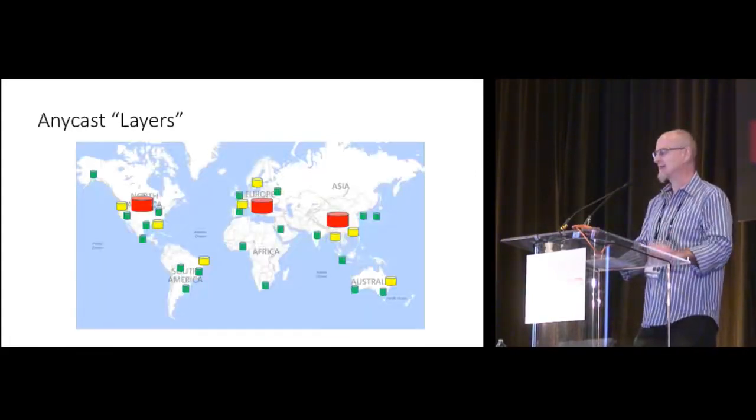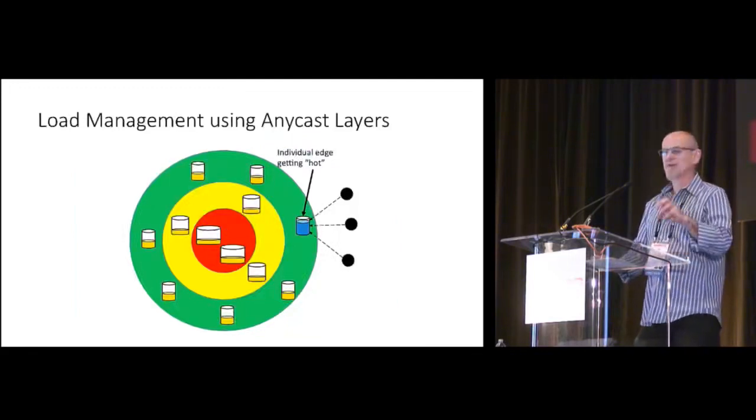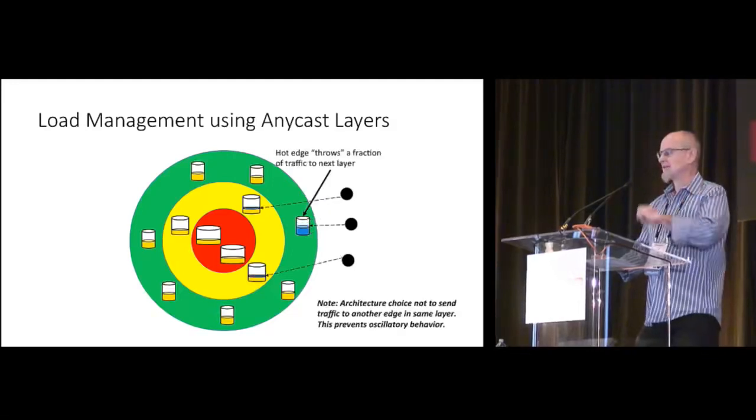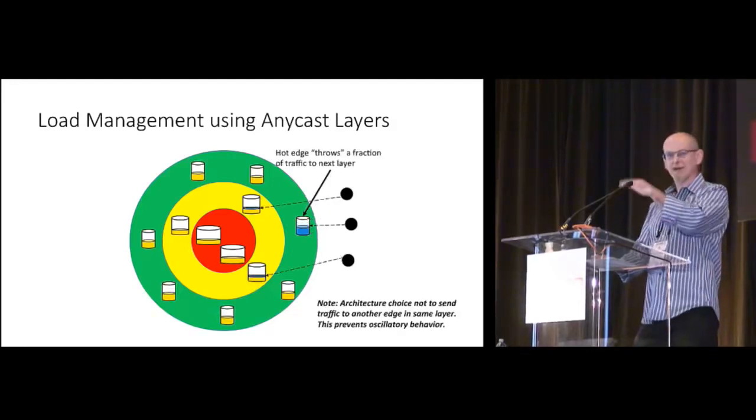So here's that in slides. Your problem is an individual edge, right out at the edge, is getting too hot. What you want to do is shave a small percentage of that traffic, the overload amount, and give it to the people in the yellow ring.